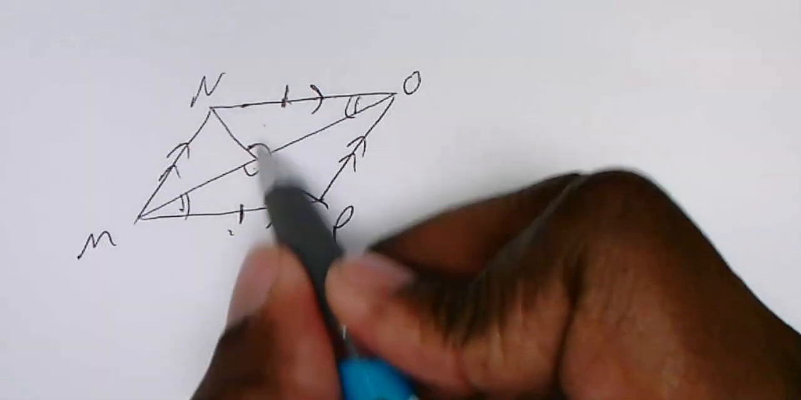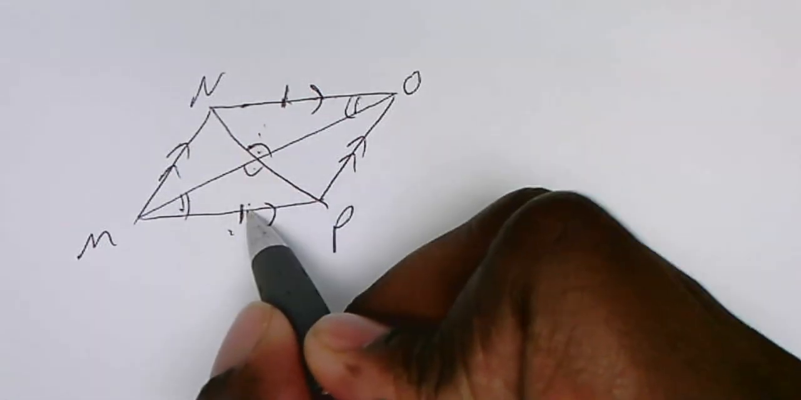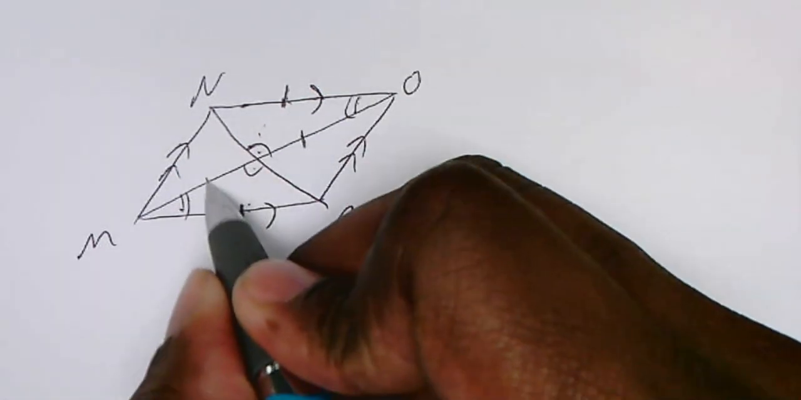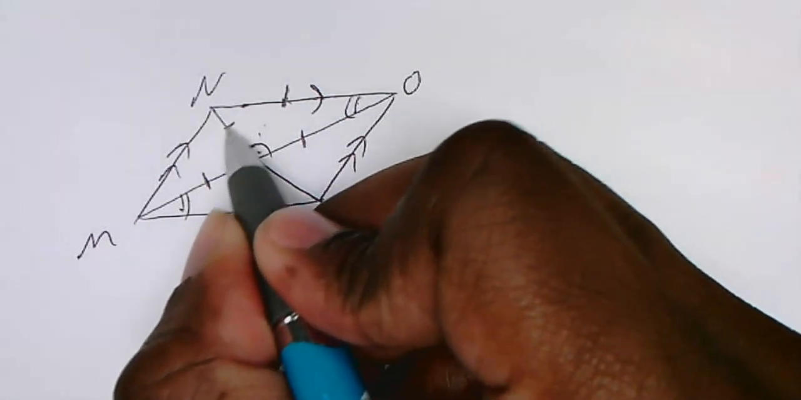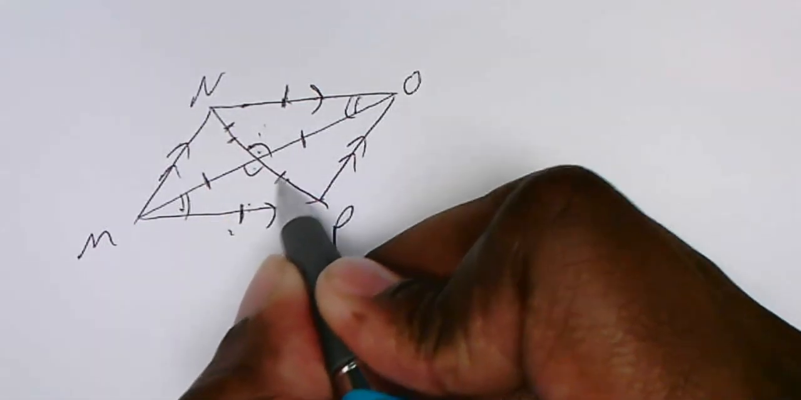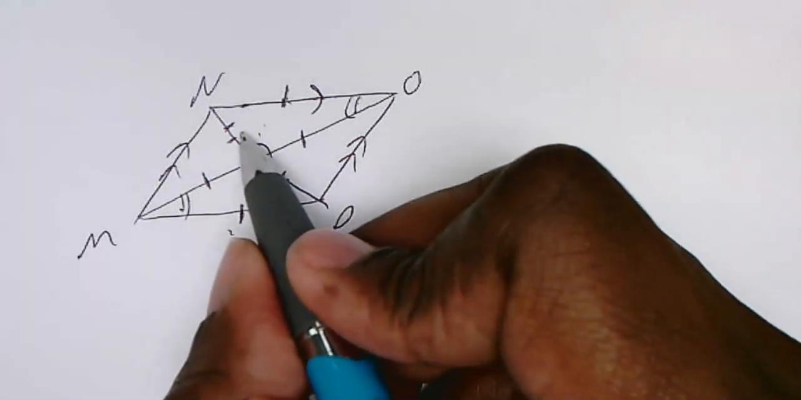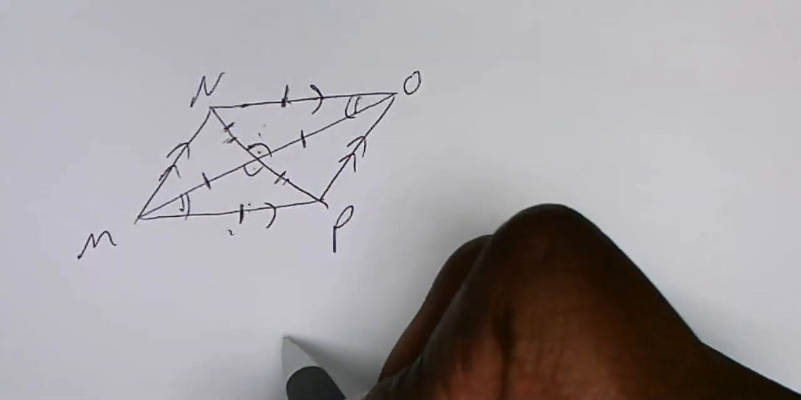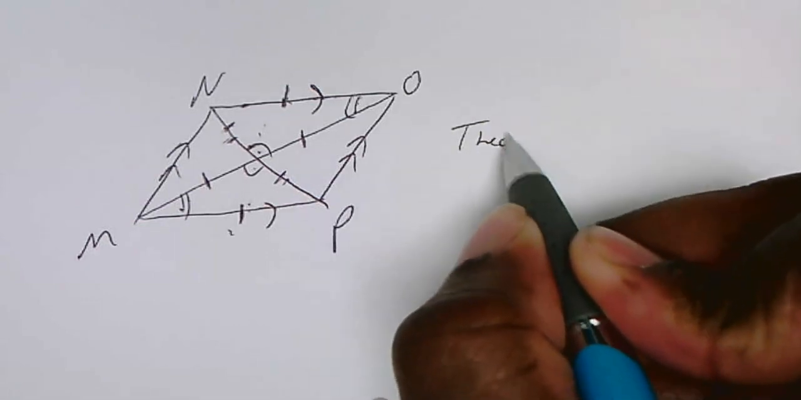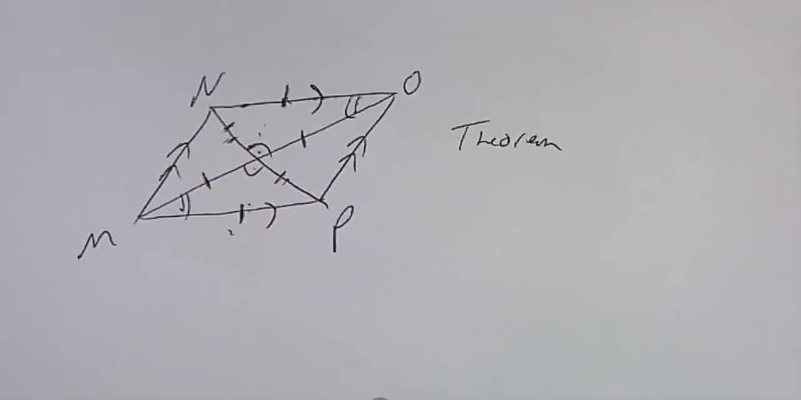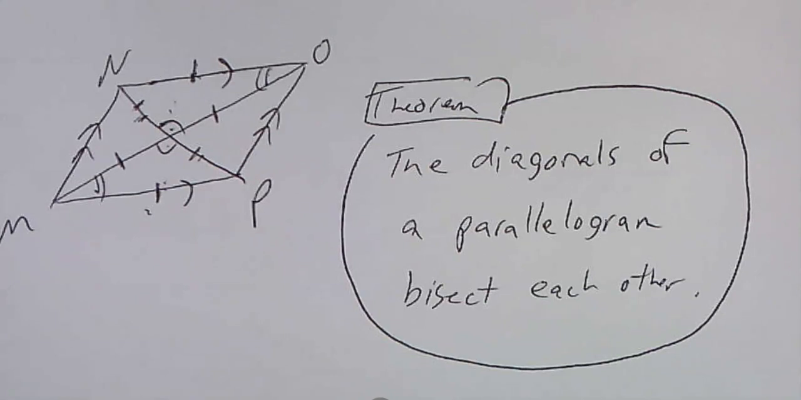So these two triangles are congruent triangles, making this corresponding part and that corresponding part equal, and this corresponding part and this corresponding part equal. So we can prove that the diagonals split each other in half, or bisect each other. So another property is this theorem: the diagonals bisect each other. So those are all the theorems that relate to parallelograms that we can use. Now let's put those theorems to use.